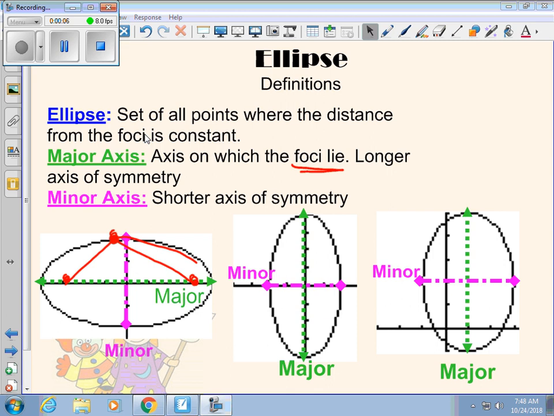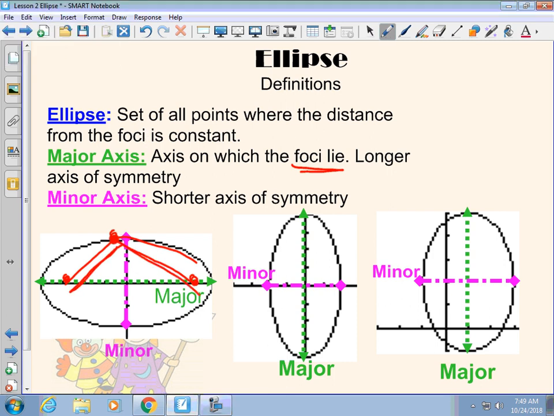Okay, so we're going to talk about ellipses. So remember, ellipses are the set of all points that are the equal distance from the foci, meaning that as we move this point here on the foci from side to side, the pieces will be equal to one another. Okay, the major axis is going to be where those foci lie.